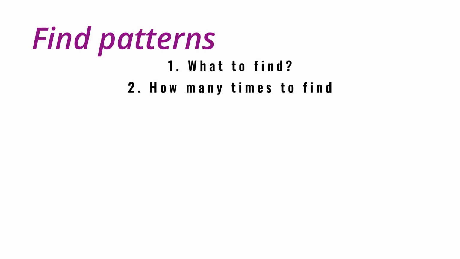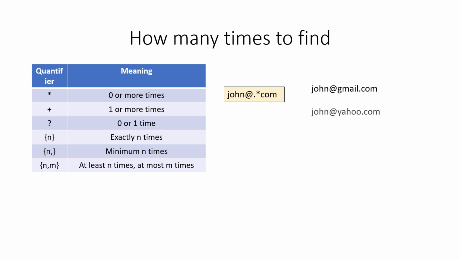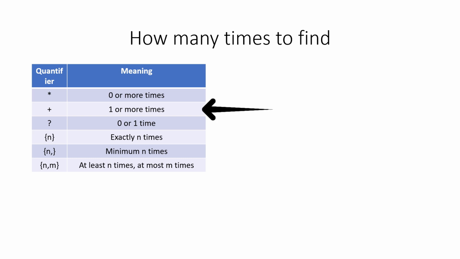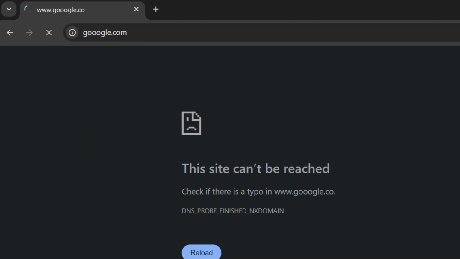The next thing is how many times to find. And this is called a quantifier. So star means 0 or more times, plus means 1 or more times, and question mark means 0 or 1 times. So as an example, we can search for any characters for any number of times followed by com. So it matches john@gmail.com, john@yahoo.com.